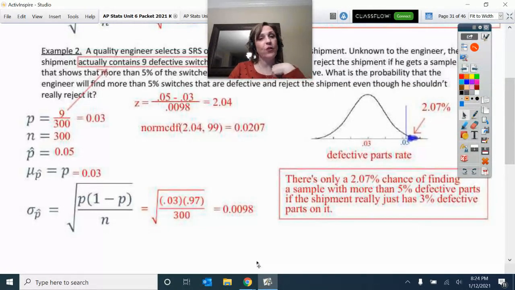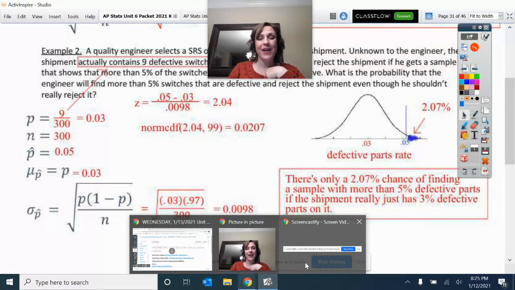So let's see if you can understand your sampling distributions for your sample proportions. All right, good luck to you.